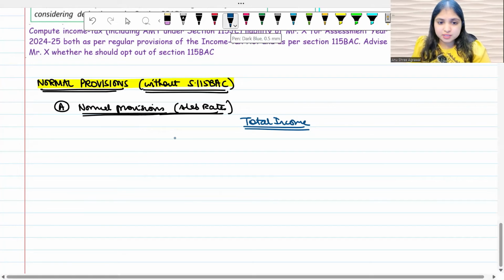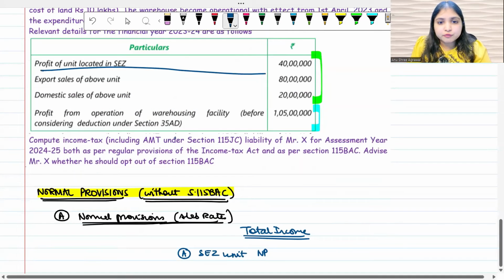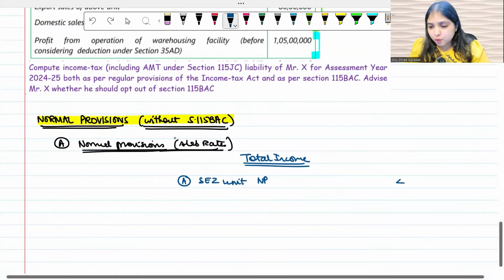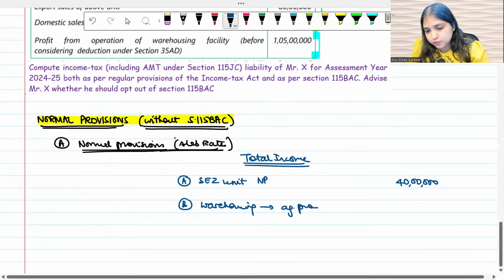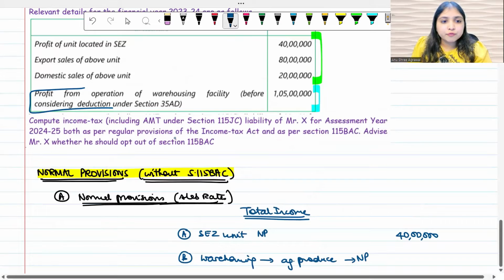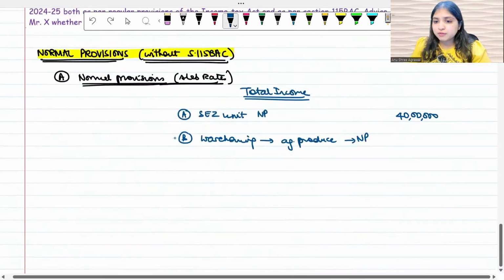My assessee is having two businesses. First of all, my assessee is having the SEZ unit. What is the net profit of the assessee from the SEZ unit? Profit of the unit located in SEZ is 40 lakhs. Then my assessee is also having a warehousing business for storage of agricultural produce. Profit from operation of warehousing facility is 1 crore 5 lakhs. This is before 35 AD deduction.